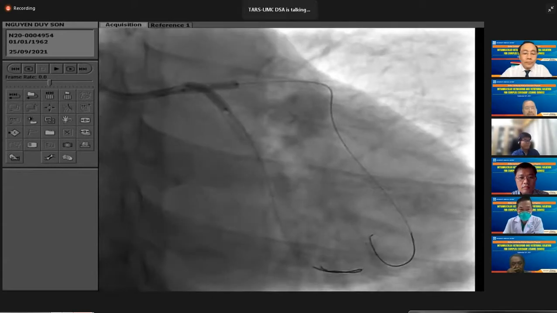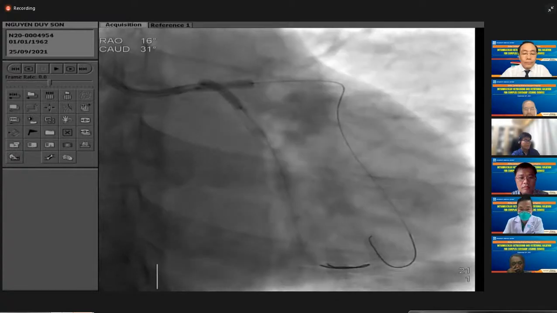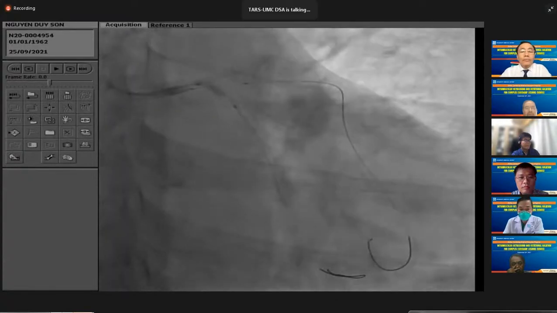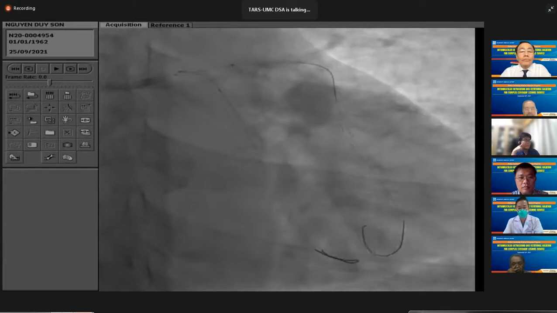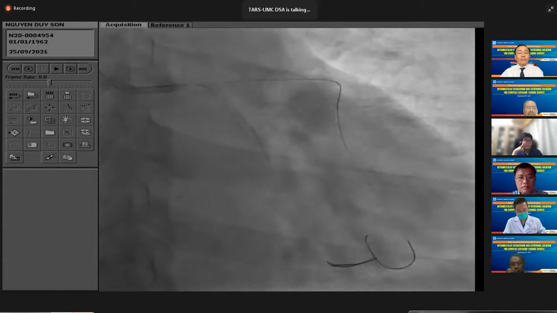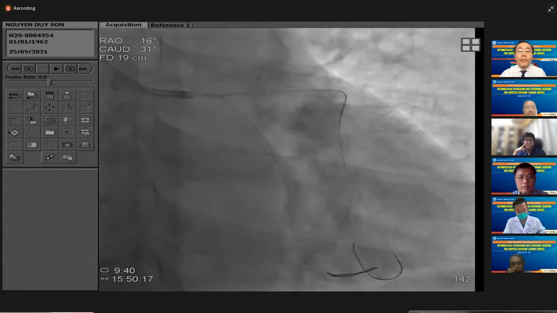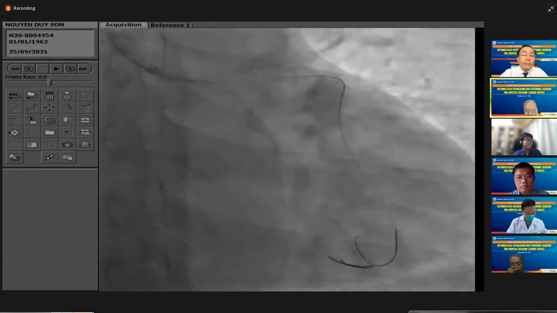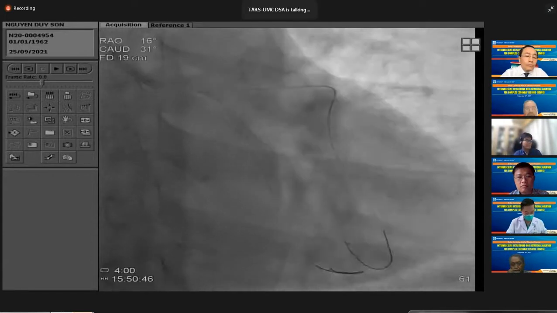So the first kissing now. The position of the two balloons is not so good. What do you think? Can you change the balloon position for the kissing? The better kissing balloon. Do you have any tips and tricks for this? Oh no, I think now you can go. You can put a bigger balloon in the left main. So I think the 3.0 non-compliant balloon at this point should be fine, because on the image the balloon is a little bit small compared to the vessel size. So you prefer the NC balloon 2.75?